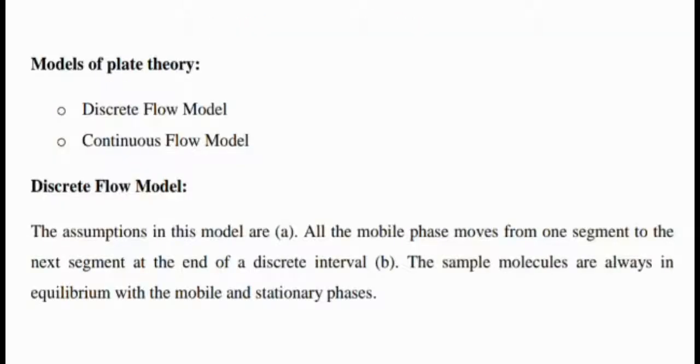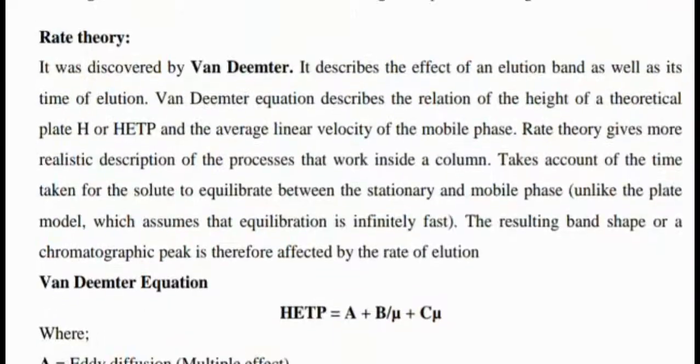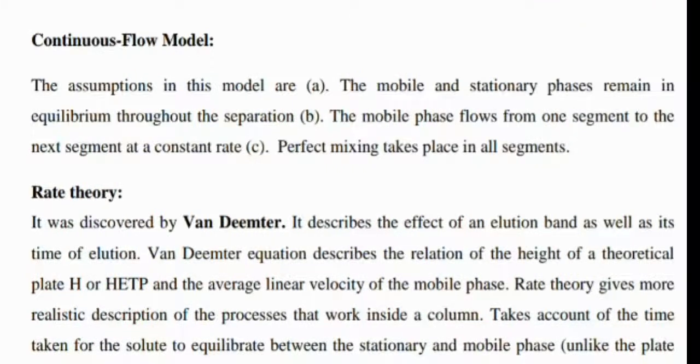Now we are going to discuss models of plate theory, which are the discrete flow model and the continuous flow model. In the discrete flow model, the assumptions are that all the mobile phase moves from one segment to the next segment, and the sample molecules are always in equilibrium between the mobile and the stationary phase. The continuous flow model assumes that the mobile and the stationary phase remain in equilibrium throughout the separation, and the mobile phase flows from one segment to the next segment at a constant rate. And third, perfect mixing takes place in all the segments.